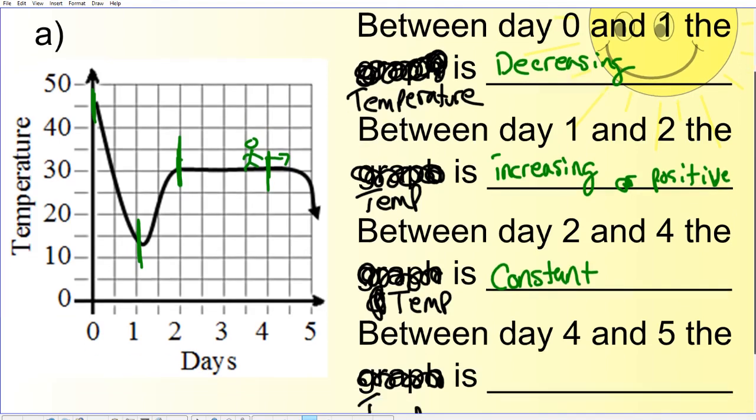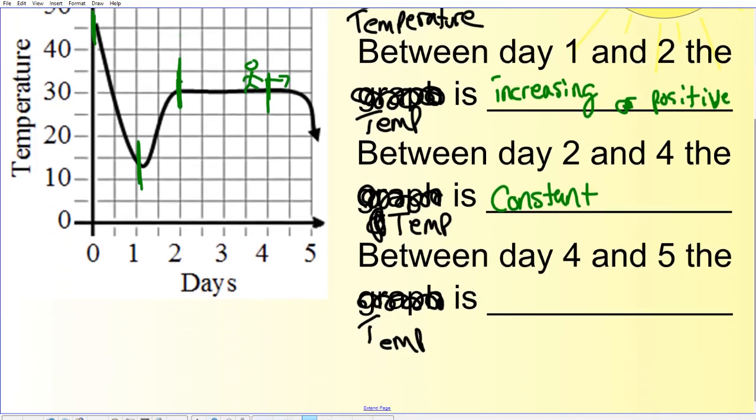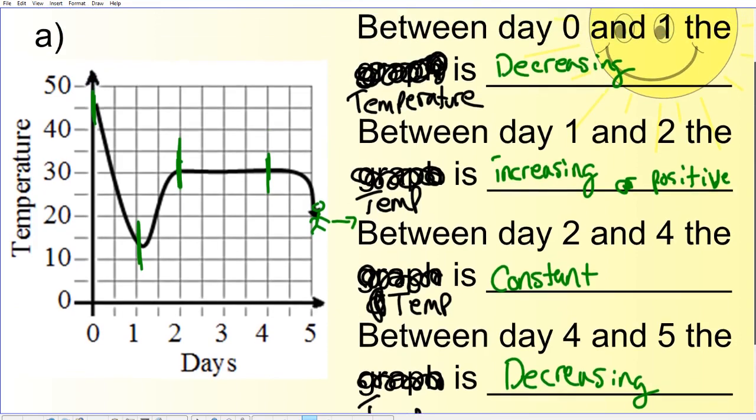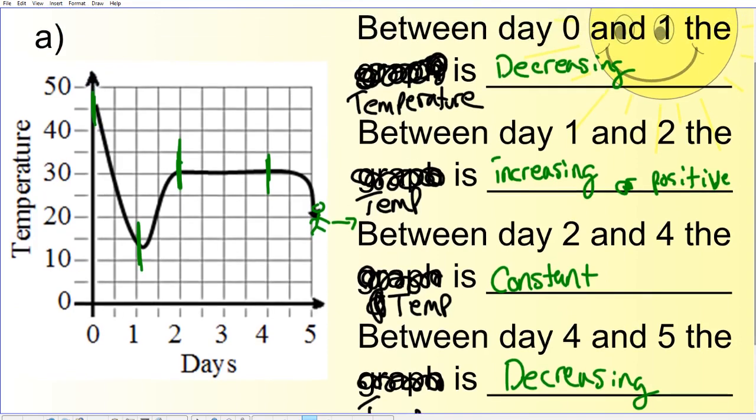And then finally, between days 4 and 5, the temperature is doing what? So day 4 to day 5, it decreases again. The temperature is decreasing. Okay? So, important to note that between days 0 and 1, the temperature is decreasing. Between days 1 and 2, the temperature is increasing. Between days 2 and 4, the temperature is remaining constant, staying the same. And between days 4 and 5, it's decreasing again.